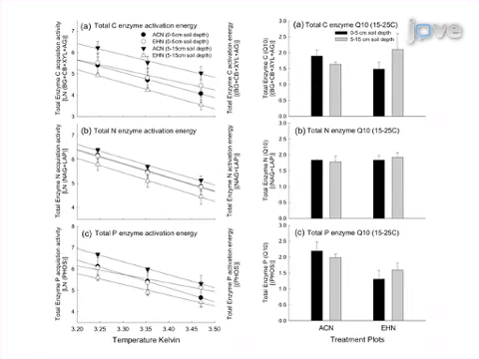The potential enzyme kinetics for carbon, nitrogen, and phosphorus EEAs were assessed among both treatment plots at the two soil depths, and the findings demonstrated that the temperature sensitivity of EEAs was not significantly different among treatment plots at either soil depth.